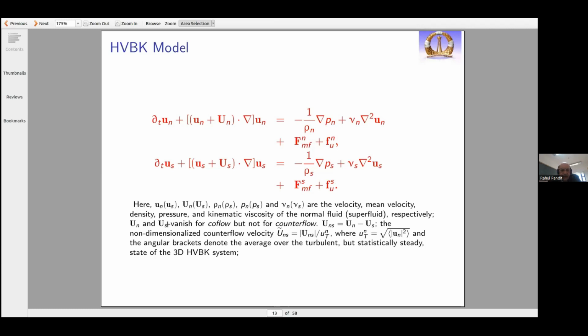Now, U_n and U_s, the capital ones, could be the mean velocities that are externally imposed. They vanish for coflow because we can always go to a frame where they vanish. But for counterflow, we will have a difference between them, which we cannot get rid of. And this will be an important control parameter in the case where we are discussing counterflow turbulence, which we can non-dimensionalize by dividing it by some root mean square velocity. And so the goal is to study this in the statistically steady state of turbulence in the three-dimensional Hall-Vinen-Bekarevich-Khalatnikov model.